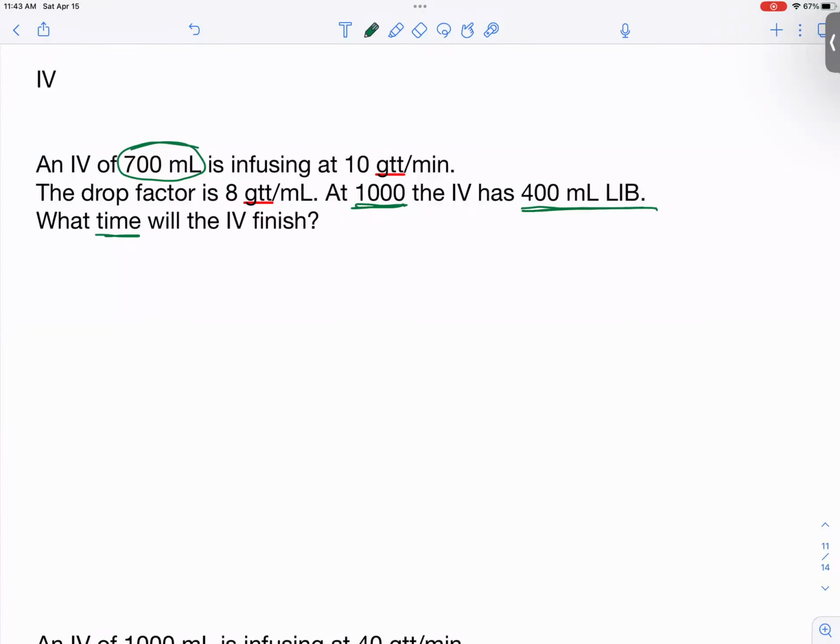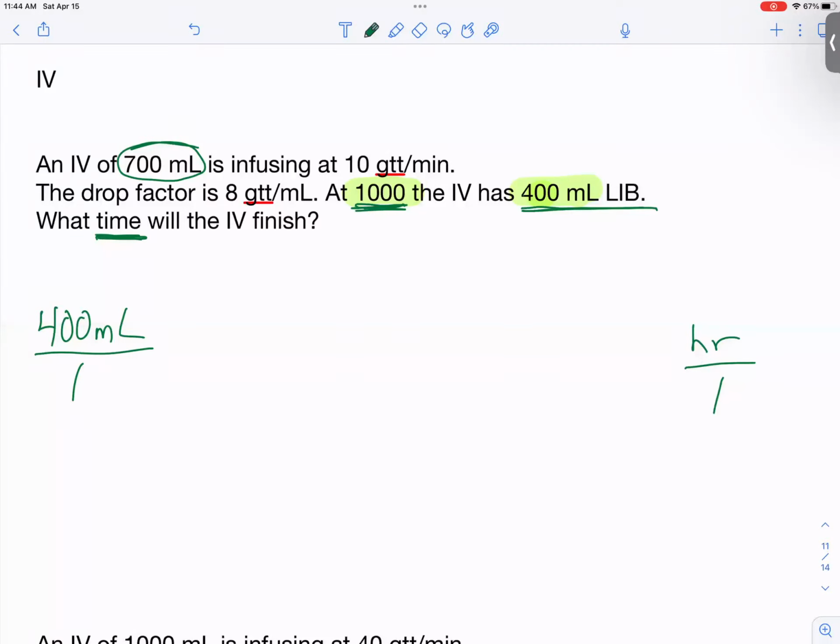So I want you to think about it. Professor K walks into the patient's room at 10 a.m. and when she looks at that IV bag, there's only 400 milliliters in it. What time will that bag finish? I need to know what time because I have to go back in with a brand new IV bag so it doesn't run dry. So I'm starting with 400 milliliters because that's what I assessed. There was 400 milliliters in that bag. So I'm solving for time, military time, so I'm solving for hours.